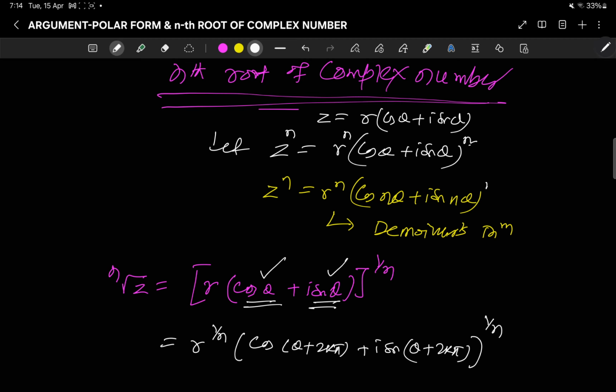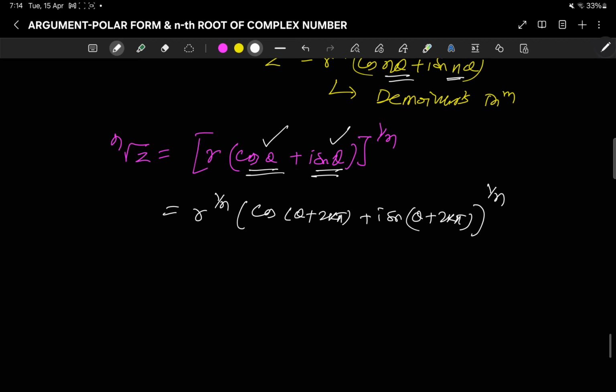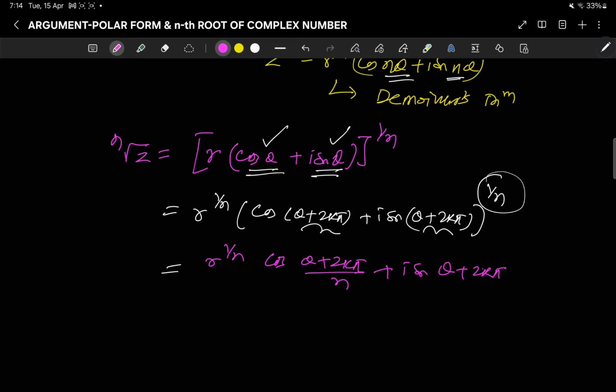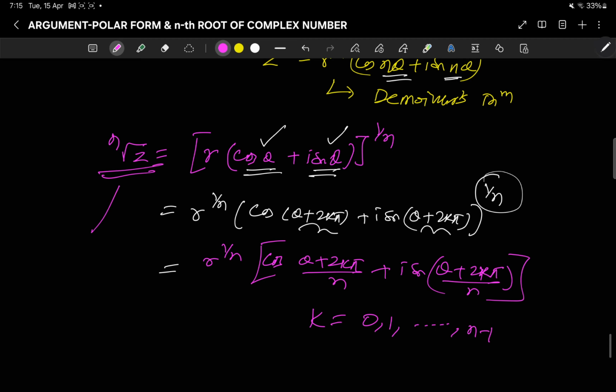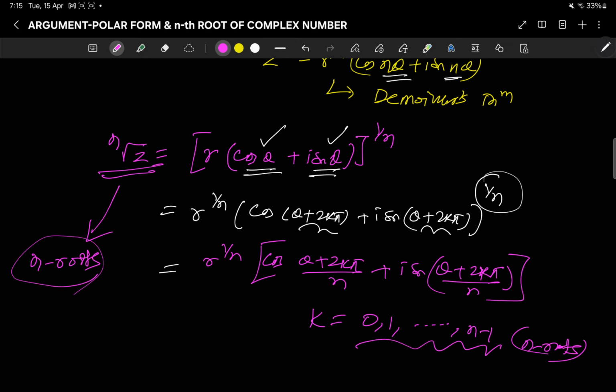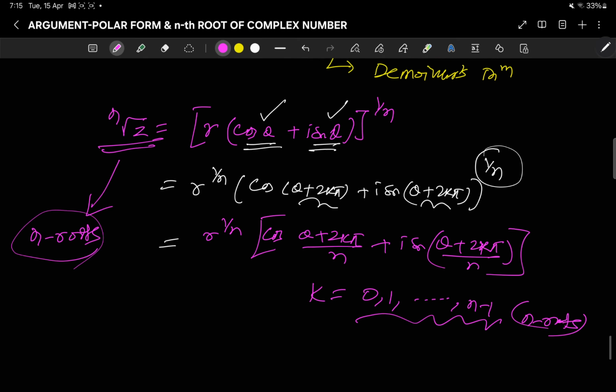So now this n is multiplied here. So it will be r to the power 1 by n, cos of theta plus 2k pi divided by n, plus I sin of theta plus 2k pi divided by n, with k varying from 0, 1 up to n minus 1. So the nth root of z involves how many roots? n roots, from 0 to n minus 1. In that way we'll find the nth root of the complex number.